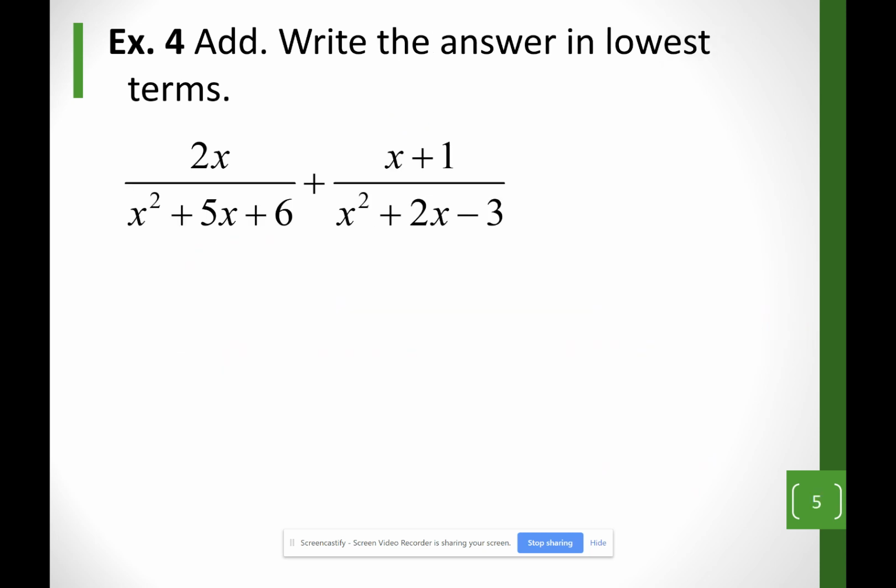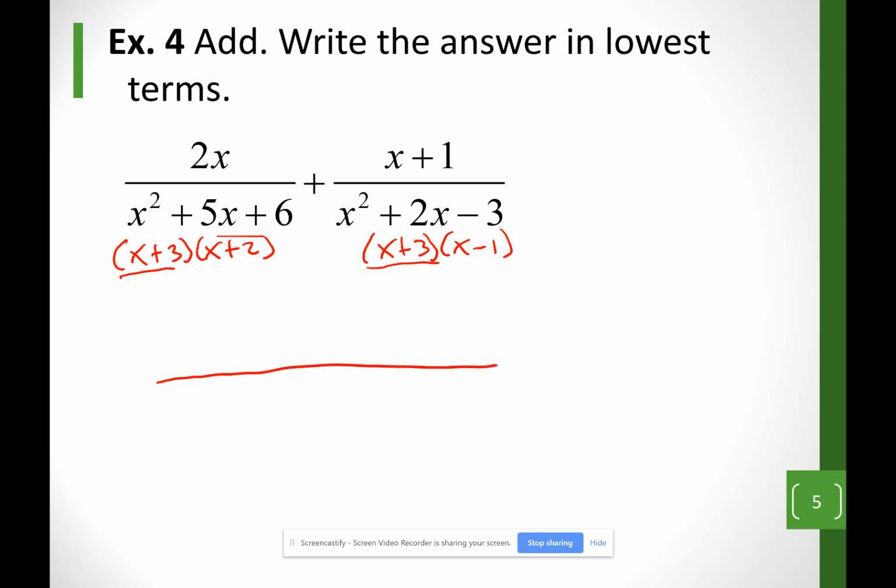Looking at example 4, when I factor the denominator of my first fraction, I have x plus 3, x plus 2. When I factor the denominator of my second fraction, I have x plus 3, x minus 1. I see that there is a common factor, so that's good. Now, my least common denominator will be x plus 3, x plus 2, and x minus 1.